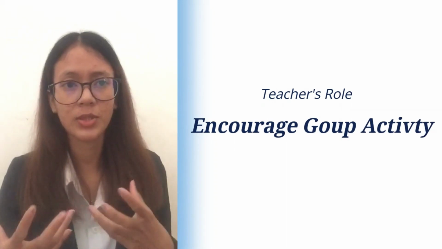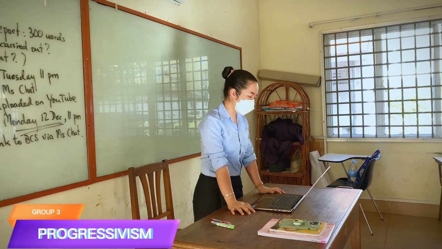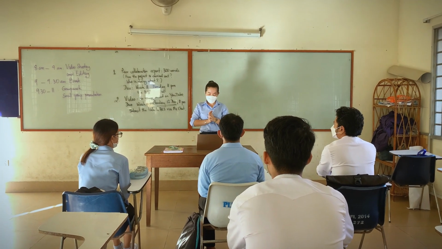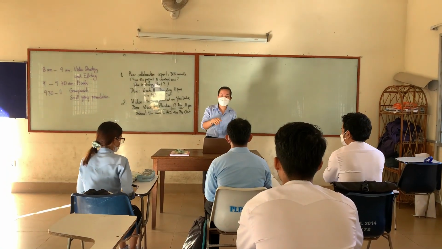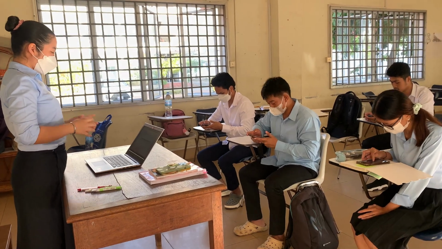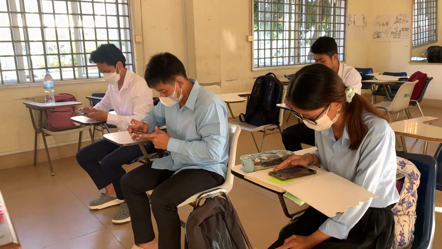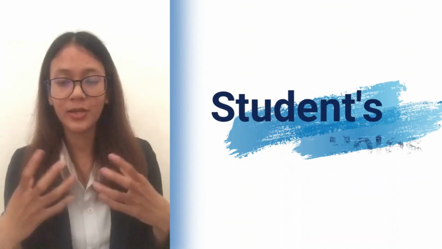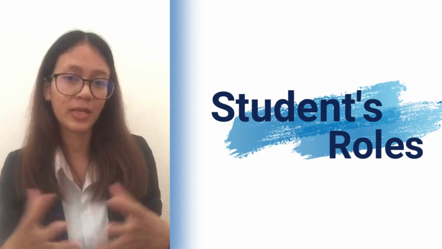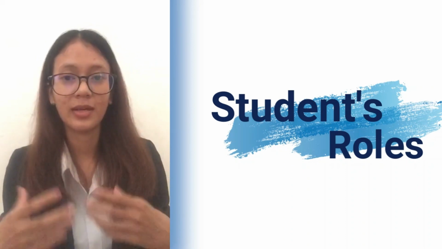Teachers should also encourage the use of group activities, promoting the application of projects to enhance their learning as well as their critical thinking. And another important point that teachers should do is try to challenge students to work on their problem-solving skills, developing decision-making technique, as well as utilizing cooperative learning strategies. Alright, so now you have already heard about the teacher's role when it comes to progressivism education. So why not find out about the student's role when it comes to the same kind of education?